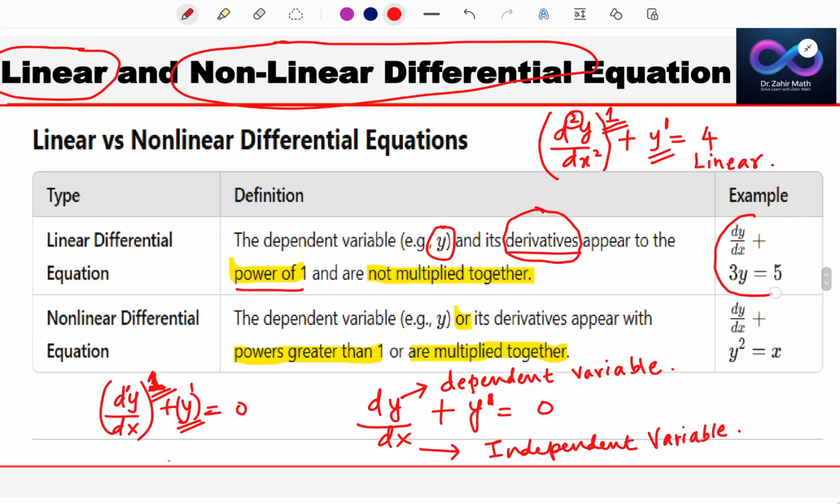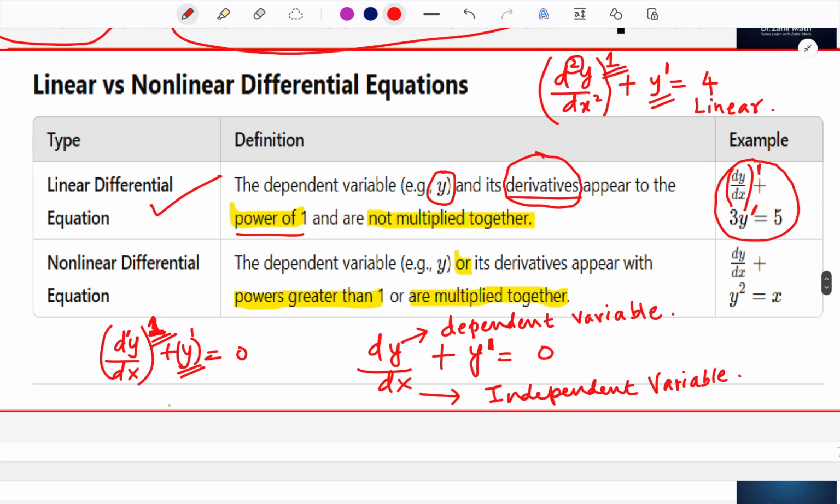There is an example given here. dy by dx plus 3y is equal to 5. So the derivative power is 1 and the y power is also 1. Therefore this equation is called a linear differential equation. Let's go for non-linear. Here is the place you get confused a lot. So nothing to worry, let me explain it very clearly.